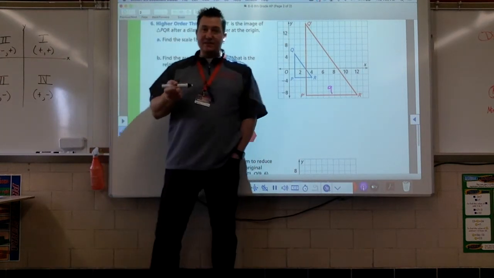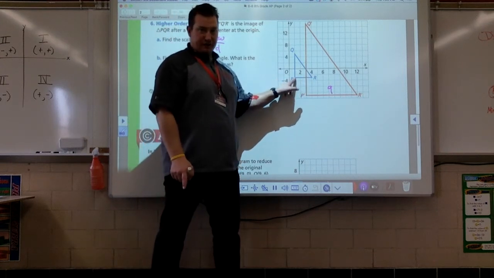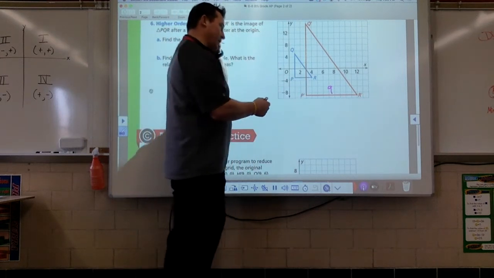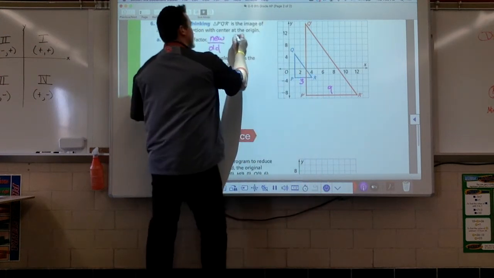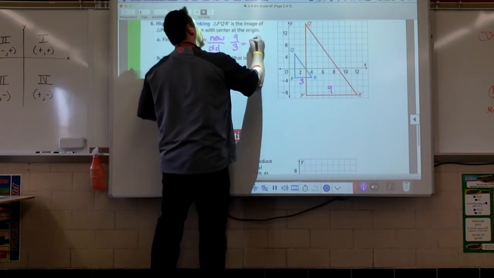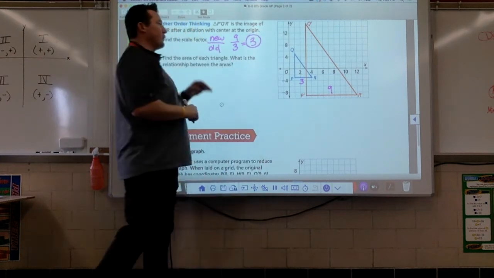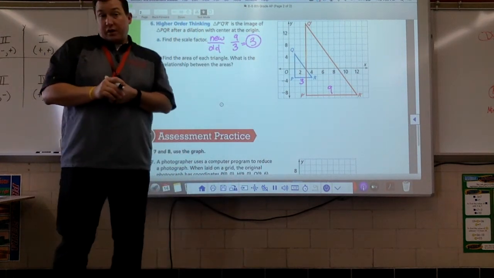We need to look at the same side length right here in the blue triangle. So I need to look at this side length right here. So what is that one? 1, 2, that's 3 squares long. So 9/3. There you go. We get a scale factor of 3.